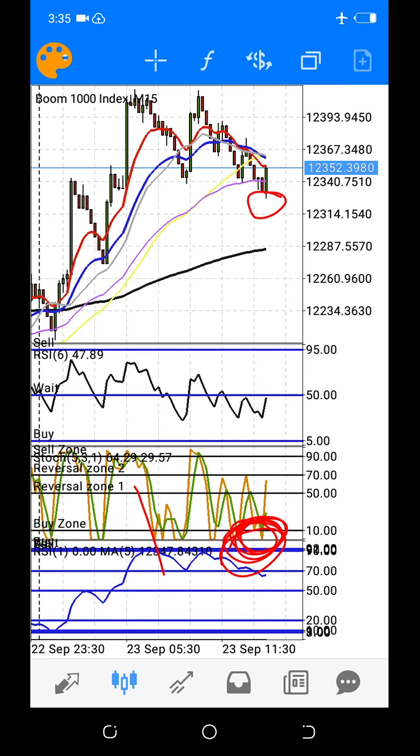The best of it is when they are in their supportive trend: Boom buying, Crash selling, and you wait for pullbacks. Every end of a pullback should be when you place the trade. Please take note of this point.